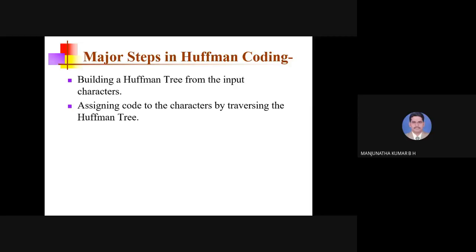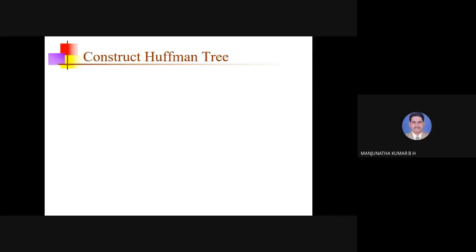The first step is you have to construct the Huffman tree. The second step is assigning a code to the characters by traversing the Huffman tree. While you're traversing, you need to record the labels of each and every edge which comes in the traversing path, and that record of the path will be the code for the character. Now let me explain how to construct the Huffman tree.